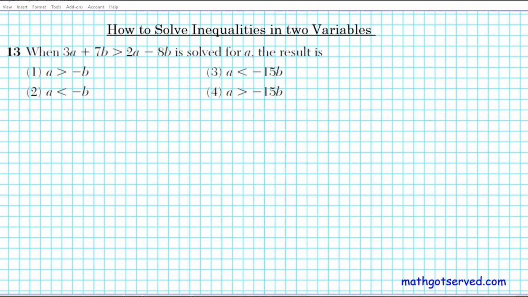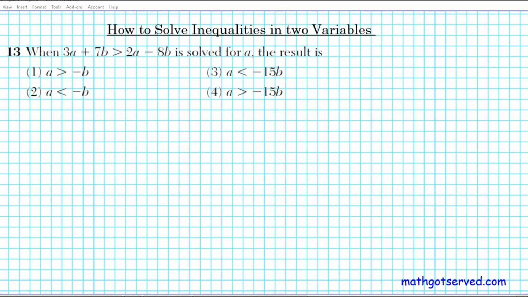Alright, let's take a look at question number 13. In question 13, we're going to be looking at how to solve inequalities in two variables. Question 13 reads, when 3a plus 7b greater than 2a minus 8b is solved for a, the result is... So what we have here is an inequality, okay?